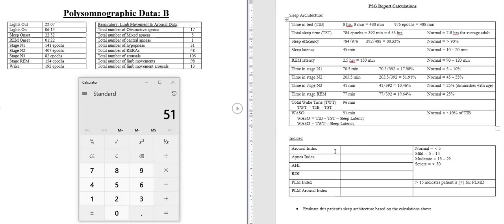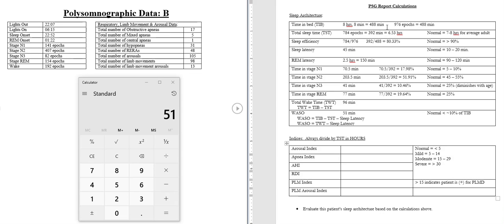And then next we're going to go down and do all of our indices. So for indices, remember, and I'm going to write this out, you're always going to divide by your total sleep time in hours. I even made that bold for you. So your arousal index is just your total number of arousals. Where is that number? 105 divided by our total sleep time in hours.